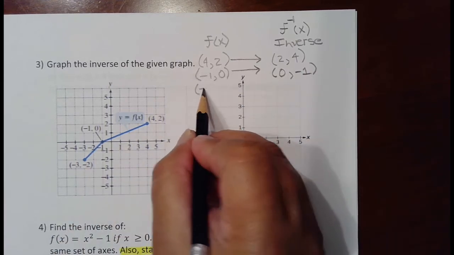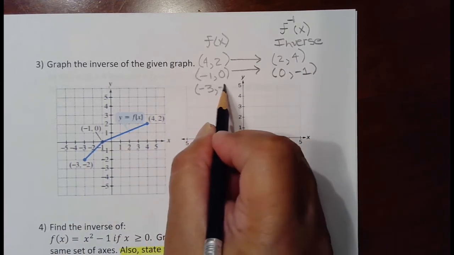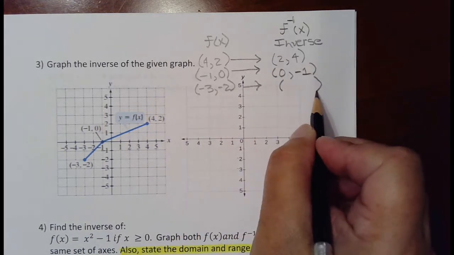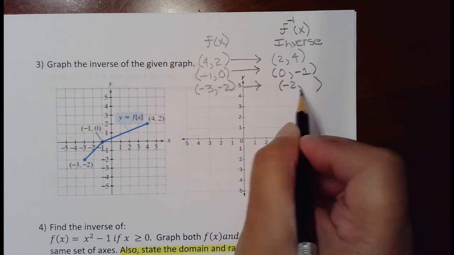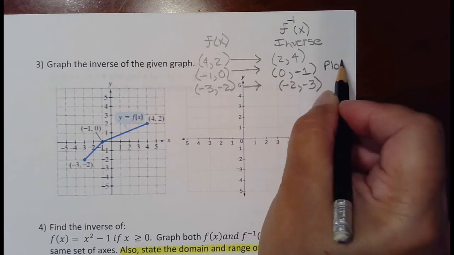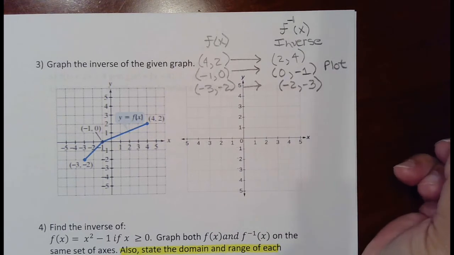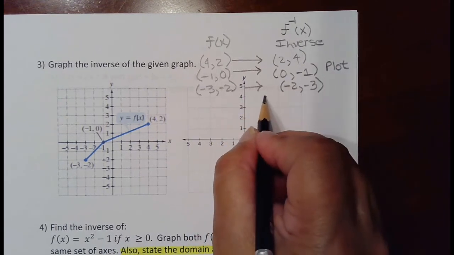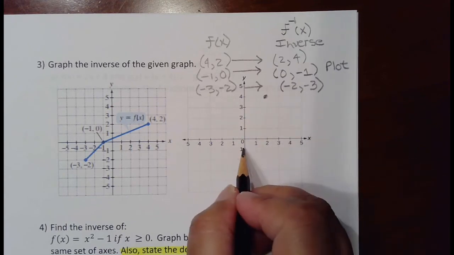And then you just go and plot these new points in order to get the inverse graph. So that inverse graph is going to be 2, 4, 0, -1, and -2, -3. And then try to just preserve the shape. This just came and curved the other way.